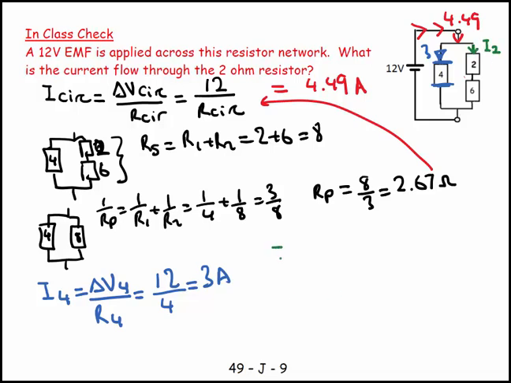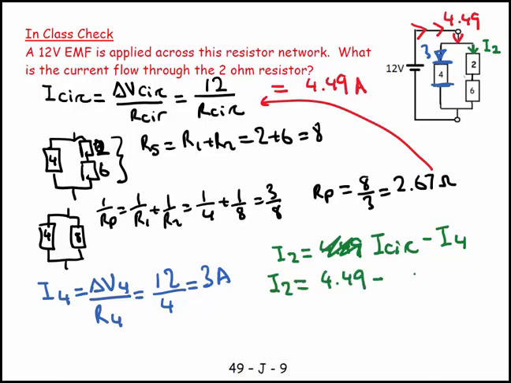I2 must equal 4.49, the current in the circuit. Let's write it down as an equation. I circ minus I4. So I say I2 is equal to 4.49 minus 3. I2 is equal to 1.49 amps.